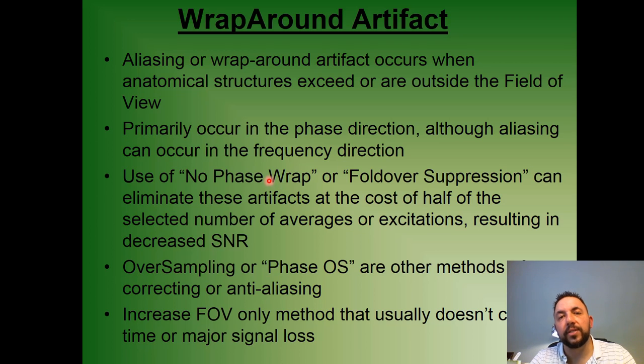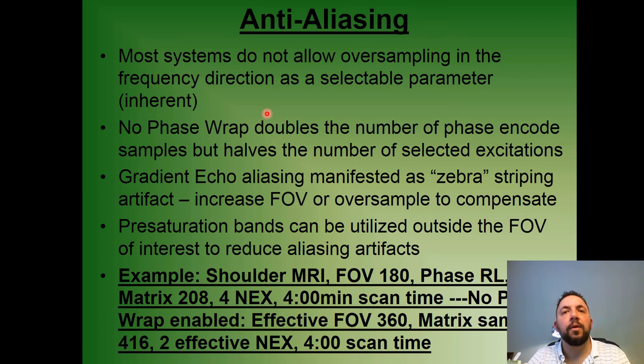On GE scanners, no phase wrap is just an exact halving of the NEX, and that's what's used to perform the function of the anti-aliasing technique. Increasing field of view is the only method that usually doesn't cost time or major signal loss, but the drawback is, I'll let you fill in the blanks, decreased spatial resolution. So we will lose detail with the increased field of view. Most systems do not allow oversampling in the frequency direction as a selectable parameter because it's inherent. And again, as we discussed, it halves the number of selected excitations.